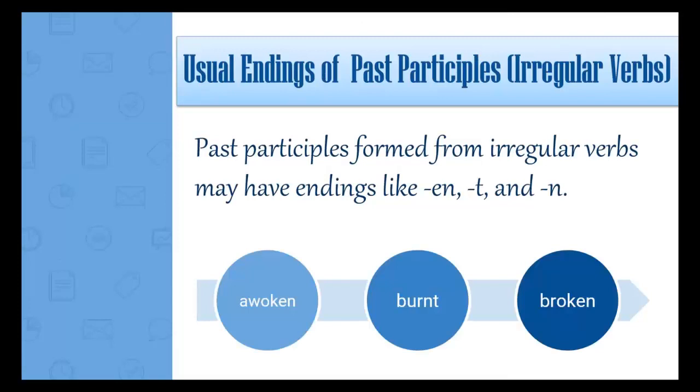Past participles formed from irregular verbs may have endings like en, t, and n. Some irregular verbs have the same second and third forms, meaning their base form and past participle remain the same. Examples include the verbs set, cut, hit, shed, put, broadcast, etc. You just have to memorize participles of this kind.